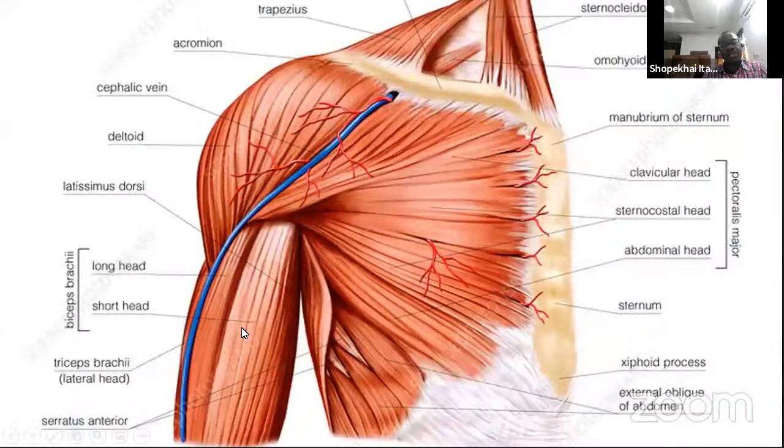Then I'll also need to mention the biceps brachii, which has 2 heads, the short head and the long head. The long head comes this way like so and goes into the glenohumeral joint. It has an intra-articular extension. The short head goes to the coracoid process, and together with the coracobrachialis forms the conjoint tendon that's attached to the coracoid process.